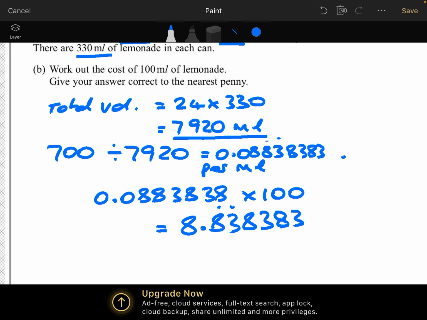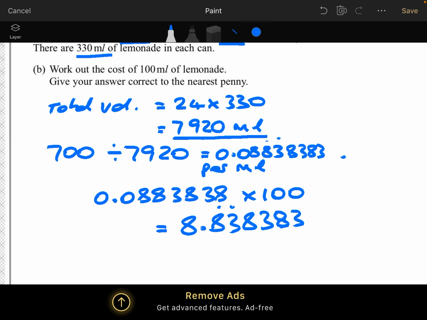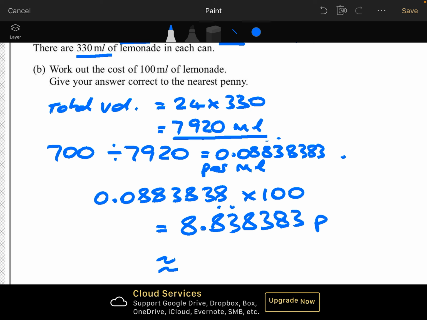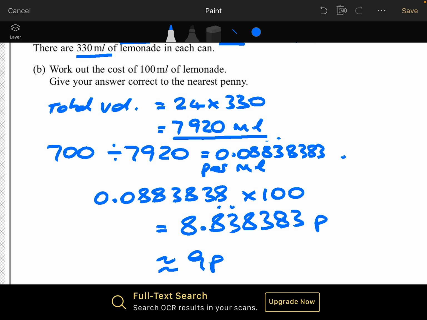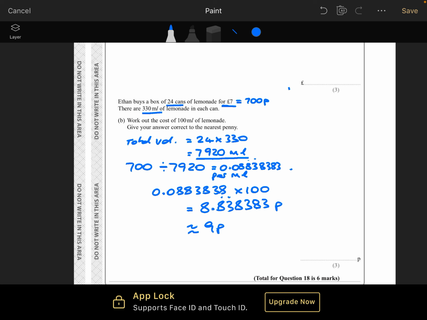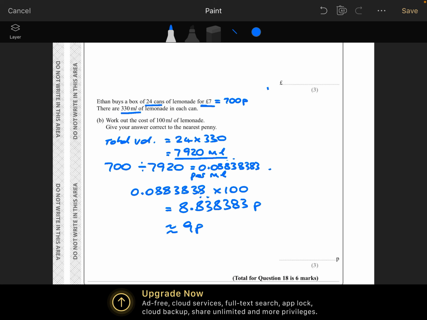So the cost per 100 millilitres to the nearest penny is 9 pence per 100 millilitres. Bit complicated to get your head around. I got a little bit confused there, so don't worry if you were a little bit confused. Maybe go back over it if you didn't quite understand.